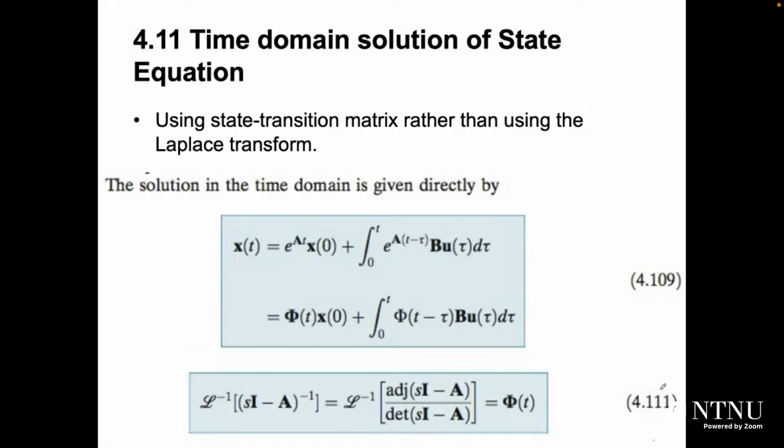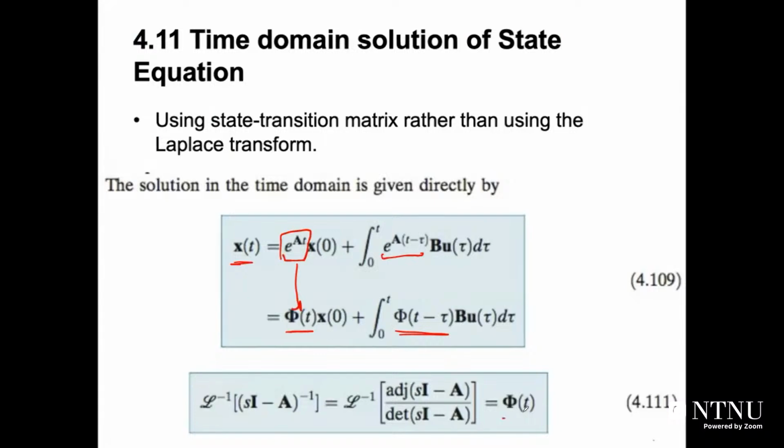So the solution here will be x of t. It will be exponential At multiplied by x of 0, plus the integration from 0 to t of exponential A times (t minus tau), multiplied by Bu of tau d tau. So we will define exponential At as phi of t. We call it the state transition matrix. So this one will be phi of t. This one also will be phi, but instead of t, it will be t minus tau.